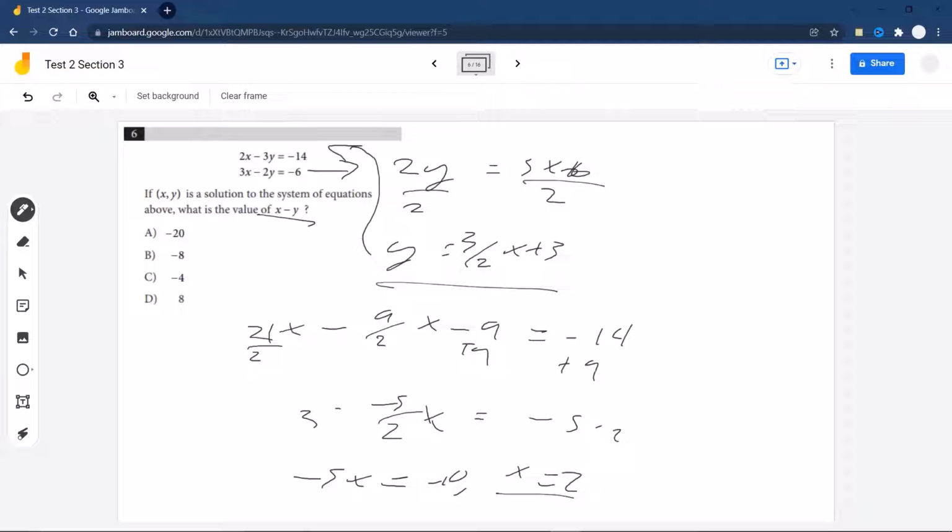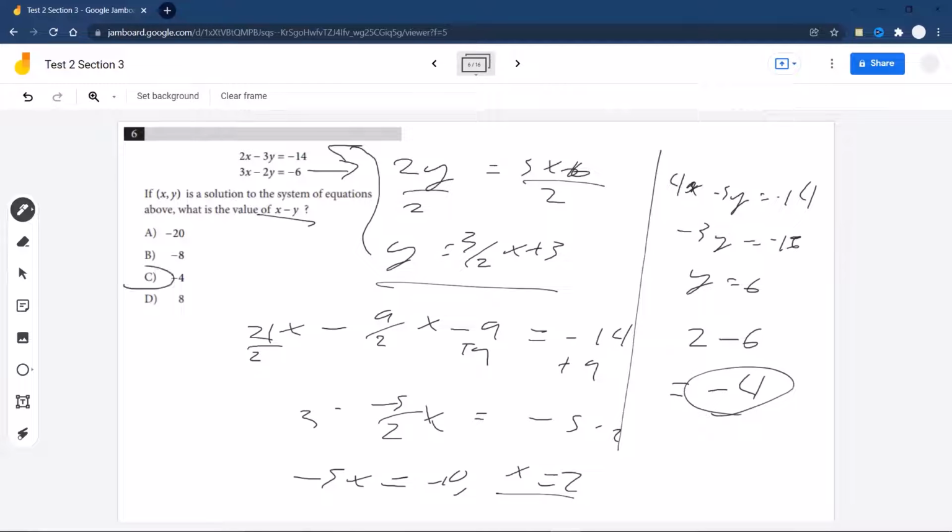And since we know x is equal to 2, we can plug the x back into either one of these equations. I'll do it over here to find our value. So we get 4x minus 3y equals negative 14. Sorry, that's 4. That means negative 3y equals negative 18. Means y is equal to 6. So therefore, we can find x minus y as 2 minus 6, which is negative 4. And that, of course, is C. Again, this is a simple system of equations problem.